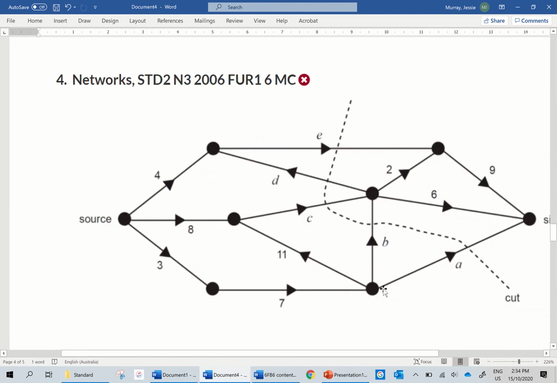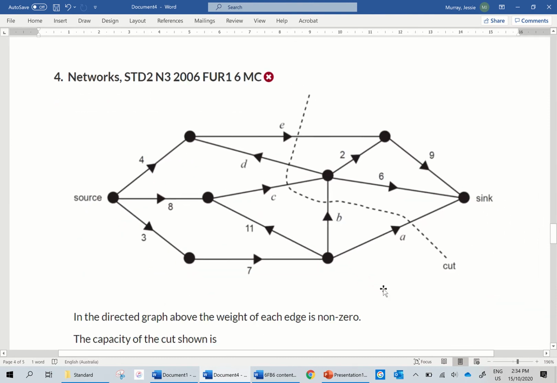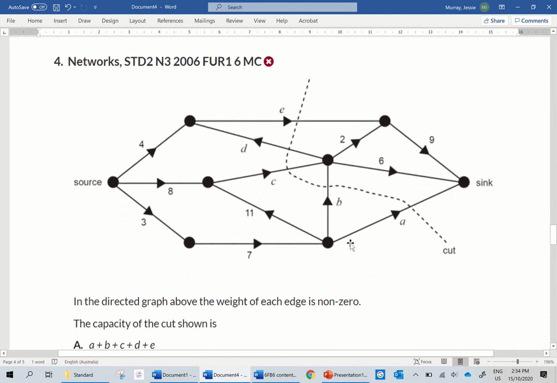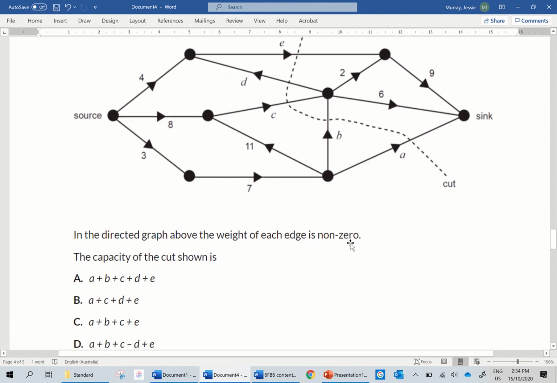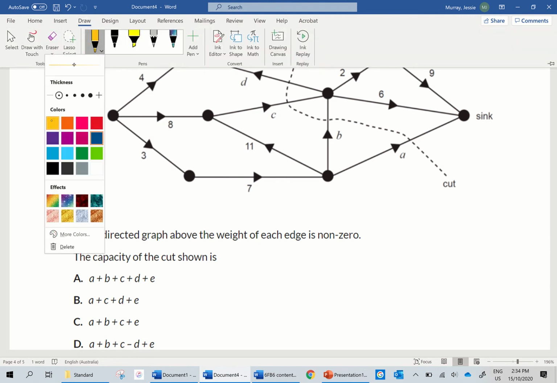Let's jump straight into some questions together though. Now don't forget, this stuff is difficult. If you find it hard to get your head around, don't stress, because so did I. Let's have a look. In this directed graph above, the weight of each edge is non-zero. Okay, thanks for letting us know that.